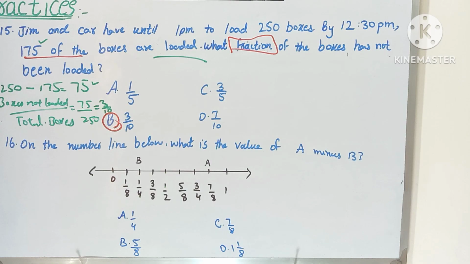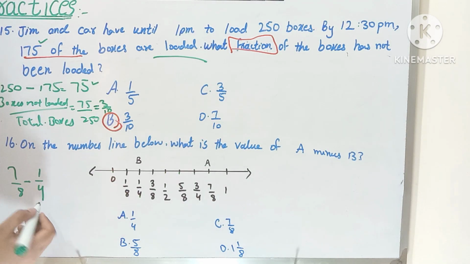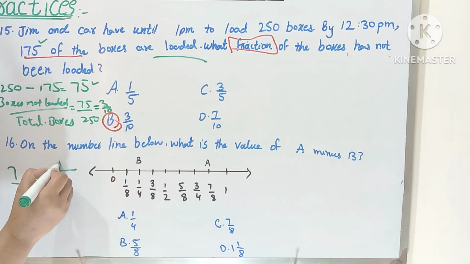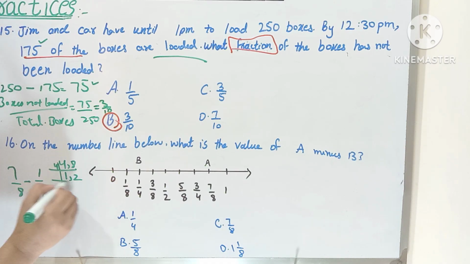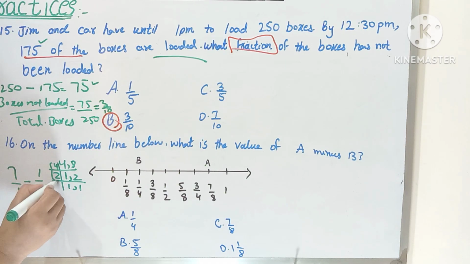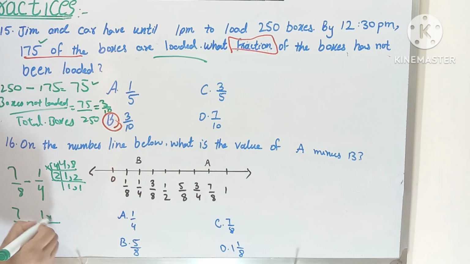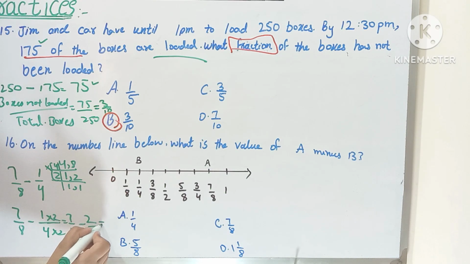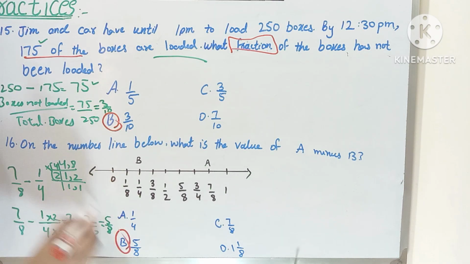Now, question number 16. On the number line below, what is the value of A minus B? A is 7 over 8, B is 1 over 4. So, what we will do? We take the LCM of 4 and 8, which is 8. 4 ones are 4, 4 twos are 8. 7 over 8 stays as it is. Minus 1 over 4 multiplied by 2 gives 2 over 8. 7 over 8 minus 2 over 8. When we subtract them, my answer is 5 over 8. Then I check the options. It also corresponds to 5 over 8.